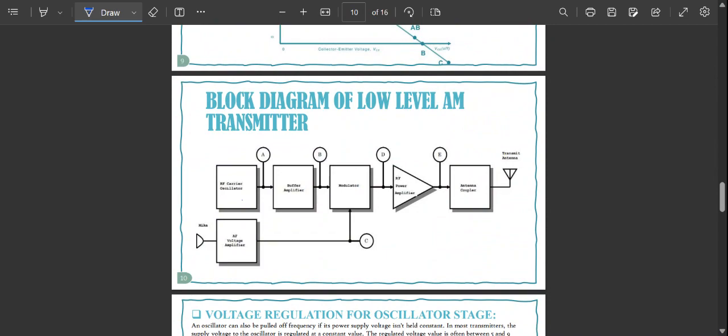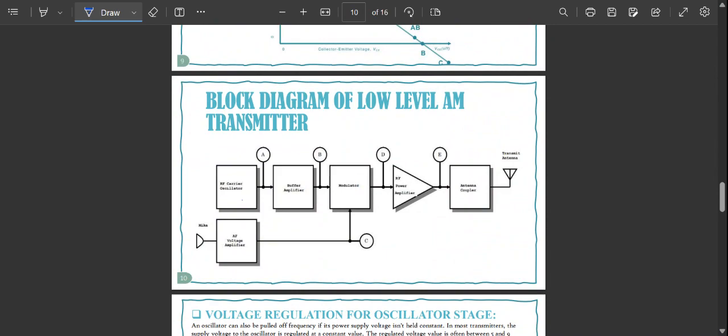There are two signal paths in a low-level transmitter: audio frequency, AF, and radio frequency, RF. The RF signal is created in the RF carrier oscillator. At test point A, the oscillator's output signal is present. The output of the carrier oscillator is a fairly small AC voltage, perhaps from 200 to 400 millivolts RMS.